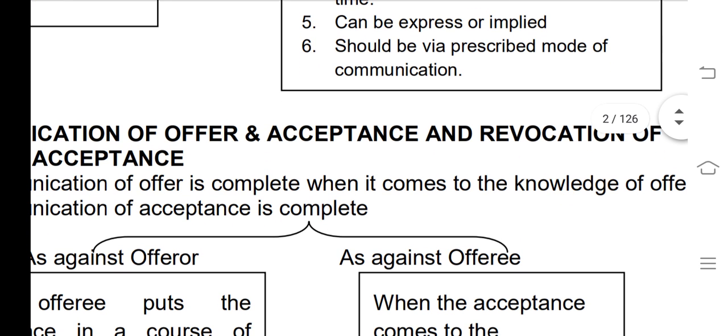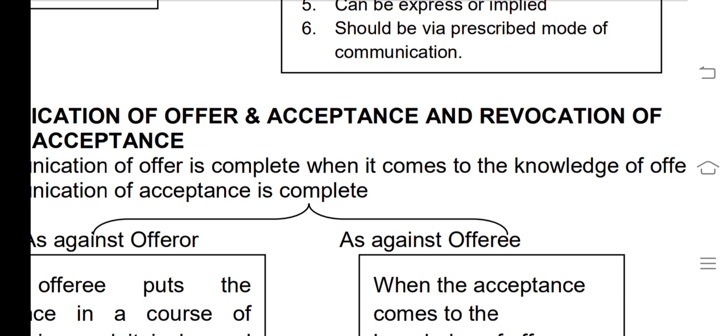An acceptance can be expressed or implied. When we talk about an offer, it can be expressed or it can be implied. In the same way, acceptance can also be expressed or implied. That is, acceptance can be given orally or in written manner, but it can also be given in a manner other than written or oral.